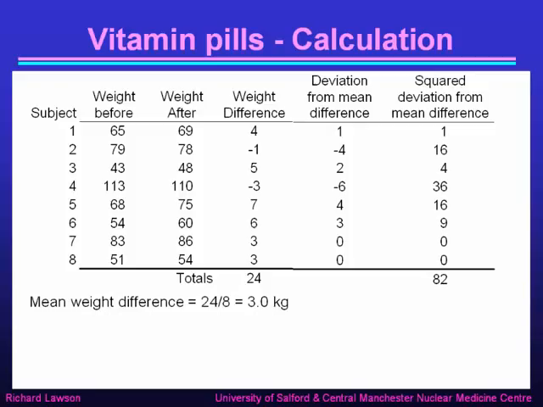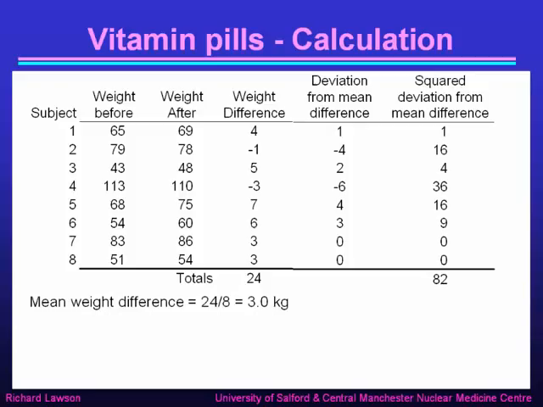Now to calculate the deviation from the mean, 4 is 1 above the mean of 3, -1 is -4 from the mean of 3. In other words, if the average is 3 gain and this patient lost 1, they are 4 below compared with the mean, -4. 5 is 2 above the mean, and so on. So the deviation from the mean is the weight difference minus 3 kilograms.